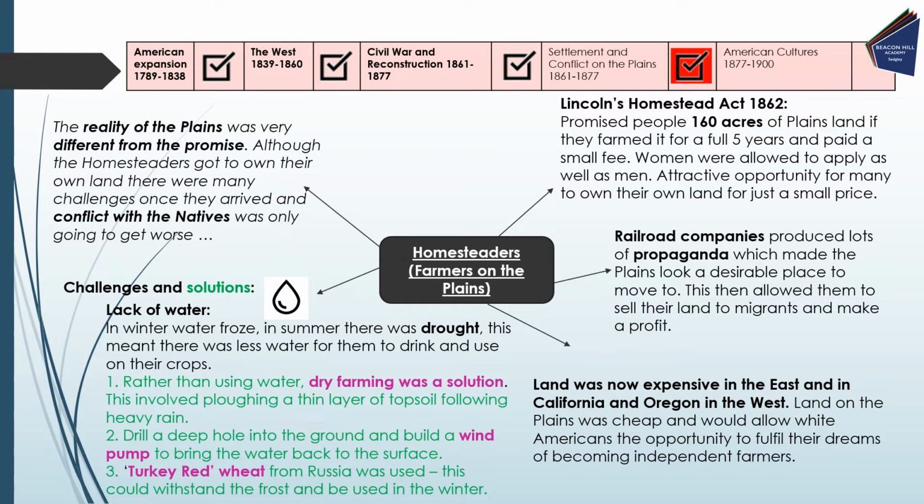So the reality of the plains, as I've said, was very different from the promise. Although the homesteaders got to own their own land and farm, there were many, many challenges once they arrived, and conflict with the natives was only going to get worse alongside all of the farming difficulties that they faced.